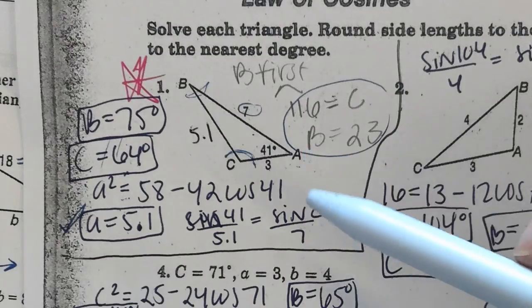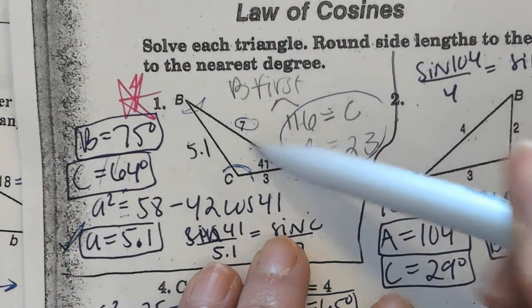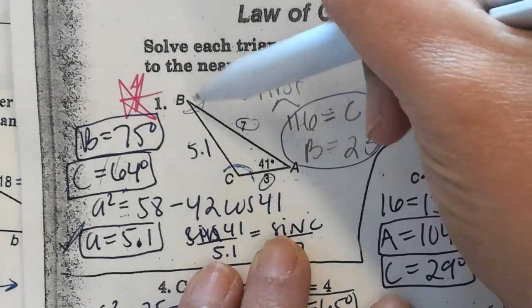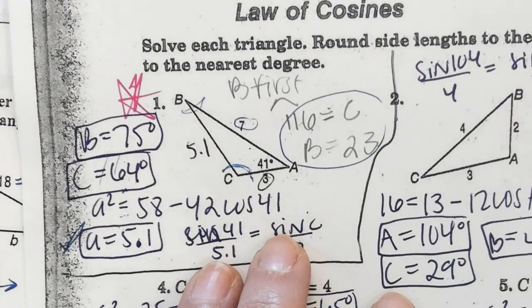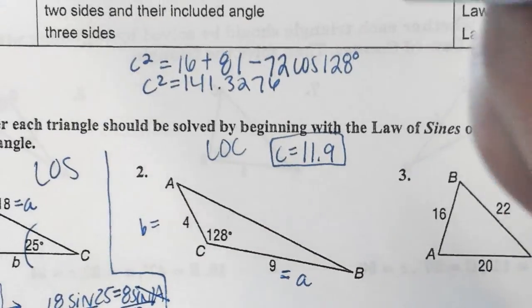So here's how you avoid this. Always solve for the smallest side first. Okay, so this one we had 3 and 7. I would do B first because it has the smallest side. Does that make sense? Okay, let's look back at this one. So let's write that up here so we won't forget.